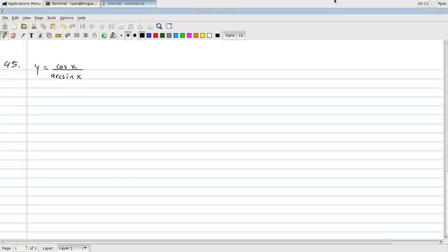Problem 45. Find the derivative of cosine x over arcsine x. Since these two functions are being divided, we're going to use the quotient rule. So identify the pieces of the quotient rule first.